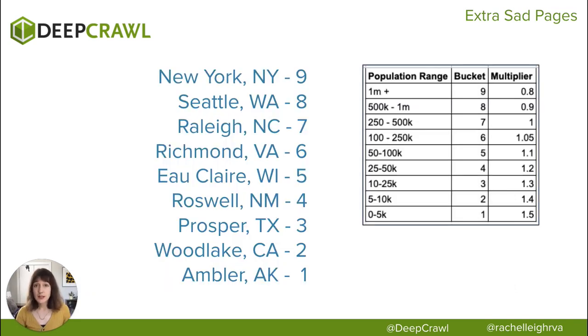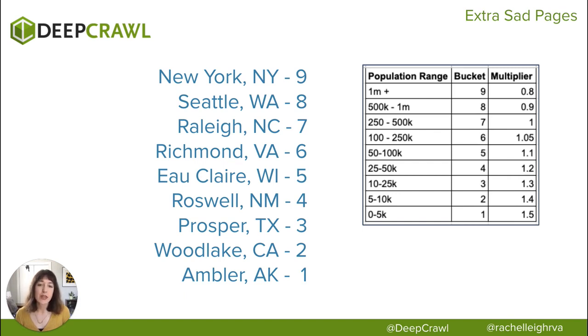All right, so this is the most complicated part of this whole presentation, and it's really not that bad. I created a distribution model based on population of cities. So large cities like New York with over 1 million residents were assigned a bucket of 9. Tiny cities with under 5,000 residents were assigned a bucket value of 1. And then I created a multiplier value for each bucket. The goal here is to kind of make the clicks not as dependent on population.